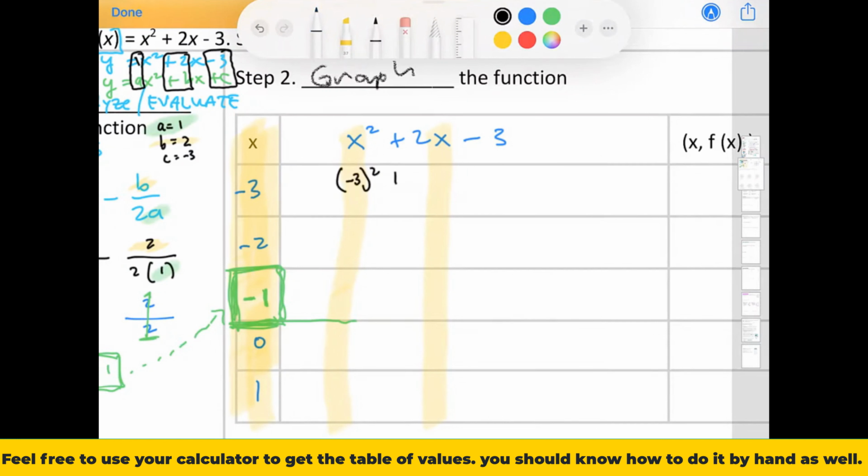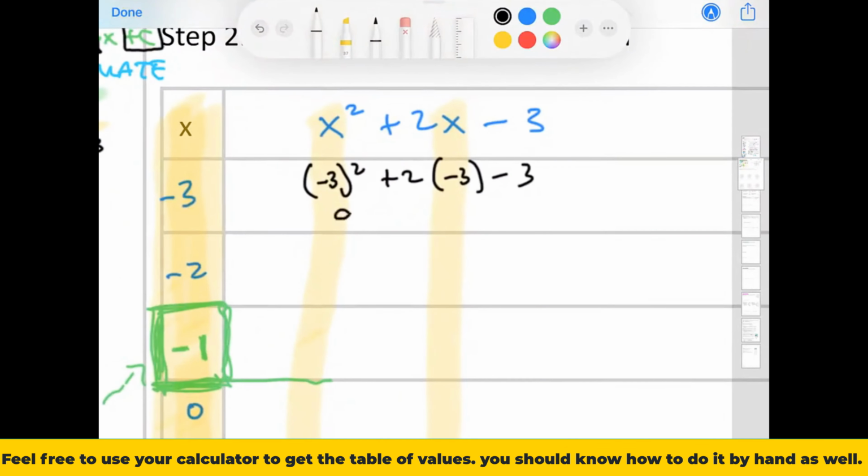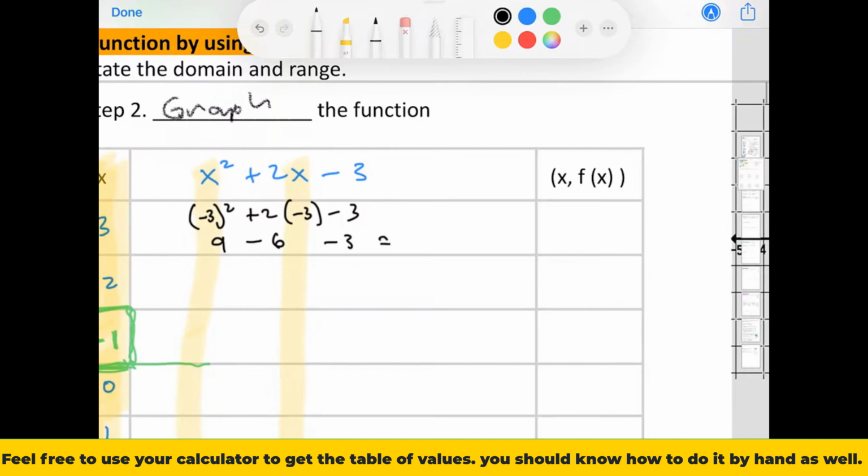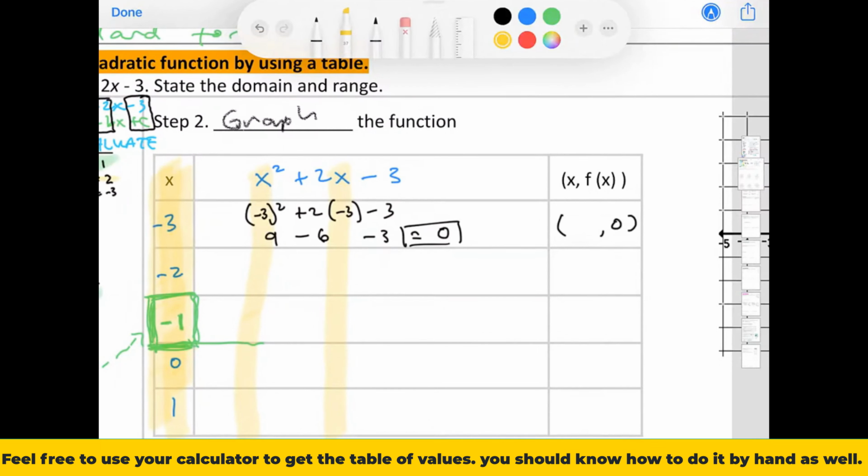We said negative 3. So negative 3 squared is 9. 2 times negative 3 is negative 6. And that's minus 3, so 9 minus 6 is 3, and 3 minus 3 equals 0. Okay, now pay attention. The 0 is the y value, or f of x. And the x number was what I highlighted over here. Does that make sense? So I have an ordered pair of negative 3, 0, and that's the number we were substituting. So my ordered pair is going to be negative 3, 0.